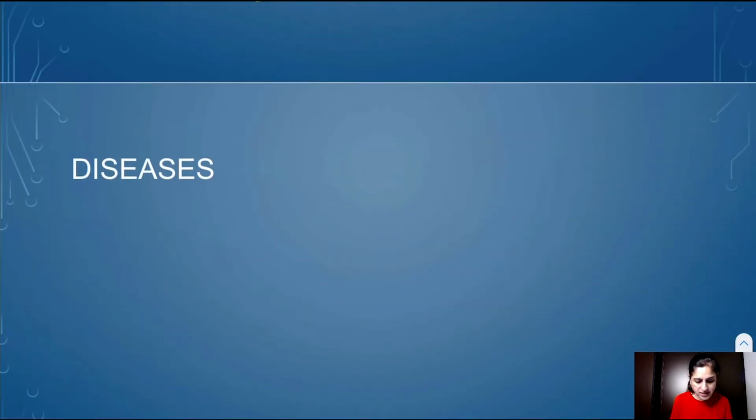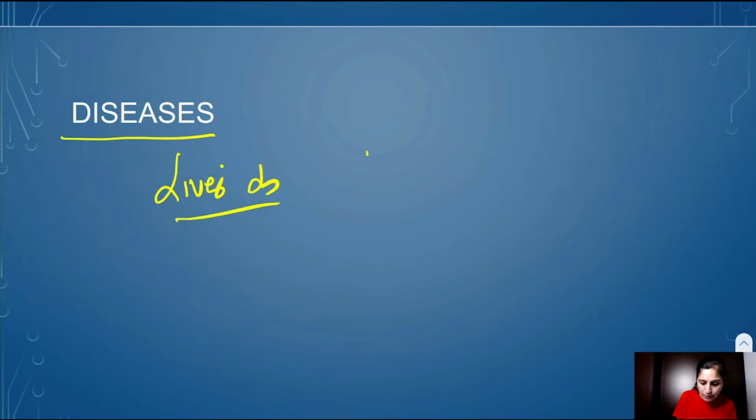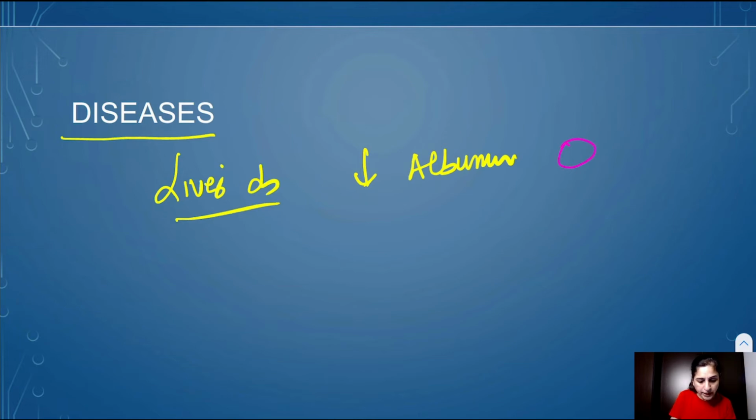All right. Let's go to the fourth point, which is diseases. Now, what I mean by diseases is there are certain diseases which will influence the levels of plasma proteins in the blood. For example, if someone has liver disease, their albumin levels will decrease. And what was albumin doing? Drugs are bound on albumin, but now that albumin levels have decreased, the bound form of the drug will decrease, okay.